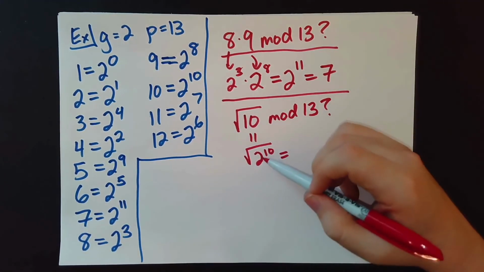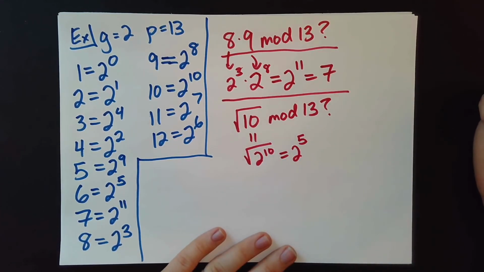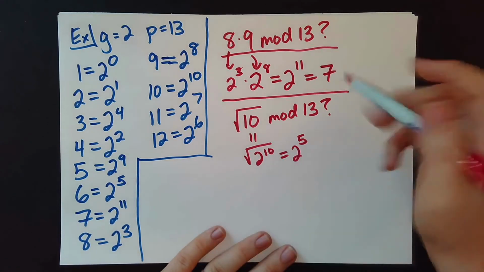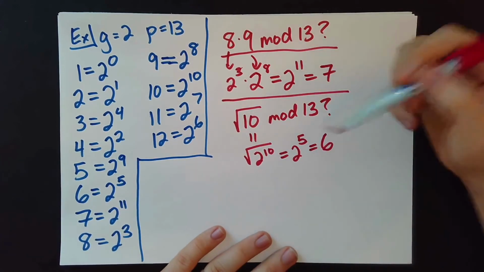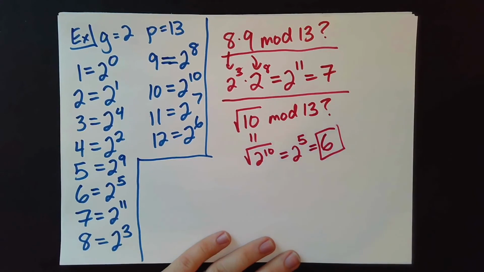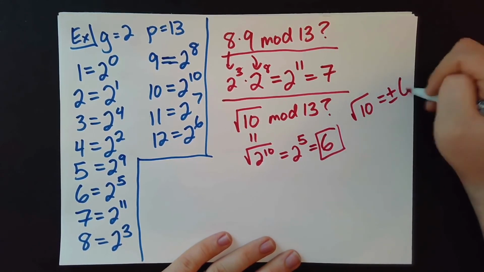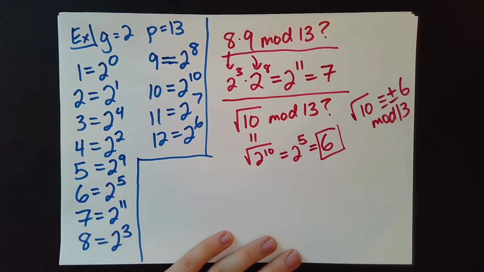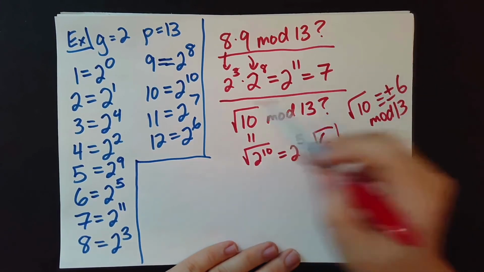So, no surprise, the square root of 2 to the 10th is 2 to the 5th, just like it would work for regular numbers. And 2 to the 5th, I can look up, it is 6. And so 6 squared, you can check, is 36, which is 10 more than 26. And so 6 is really the square root of 10. Of course, there's actually 2 square roots of 10. What's the other? The other is 7, namely minus 6. So again, this difficult calculation becomes easy once I have this table laying in front of me.